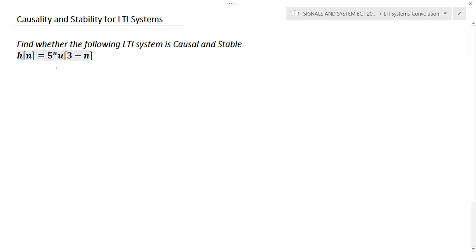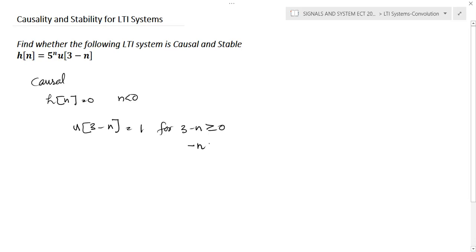Here h of n is given by 5 raised to n into u of 3 minus n. First, we need to check whether the system is causal or not. The condition for causality is h of n should be 0 for n less than 0. Now, if you observe the signal, there are two parts, 5 raised to n and u of 3 minus n. You can write the definition of u of 3 minus n. U of 3 minus n is equal to 1 for 3 minus n greater than or equal to 0.